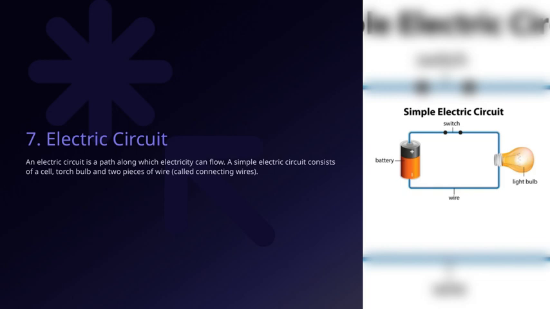Then, we have a torch bulb, which lights up when electricity flows through it. And finally, there are two pieces of wire, often called connecting wires, that link everything together. These wires make sure the current can travel smoothly between the cell and the bulb. Understanding this simple circuit helps us see how everyday devices work, and it's the foundation for more complex electrical systems. So, the key idea here is that a circuit forms a continuous path that enables electricity to do useful work, like lighting a bulb or powering a device.